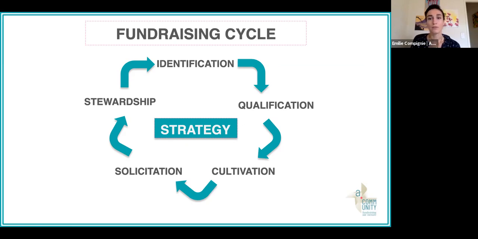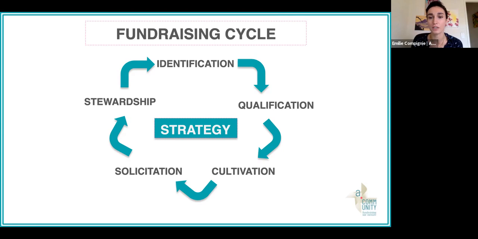Then you go through qualification, and that's where there's a lot of work to really select, among all the identified prospects, those who could potentially fund your activity or your organization based on matching criteria. So that's where you will really select some of them, because not all of them are appropriate or will be interested in what you're doing or in your projects.